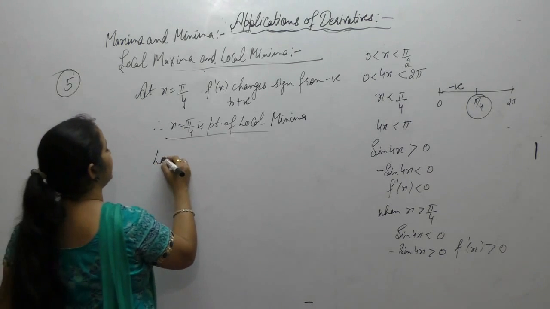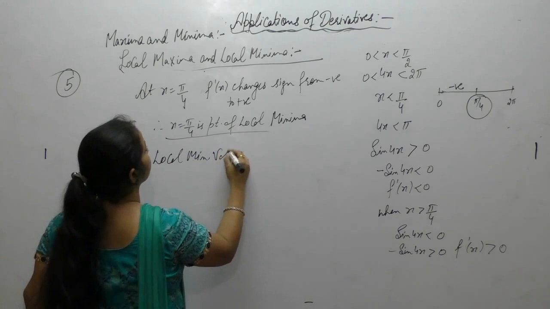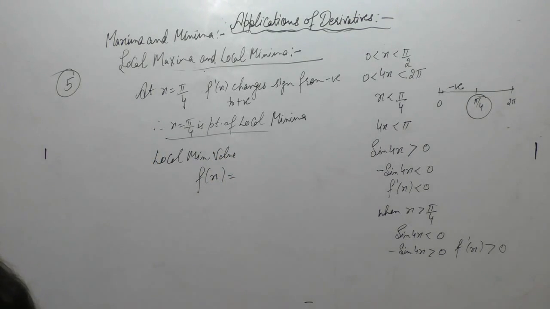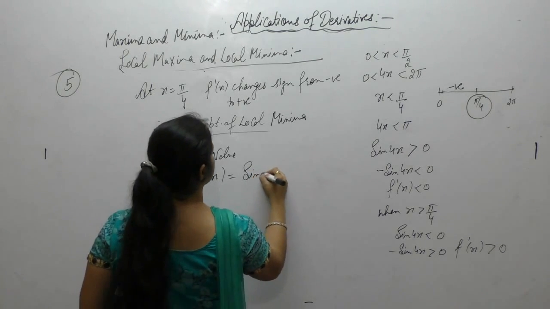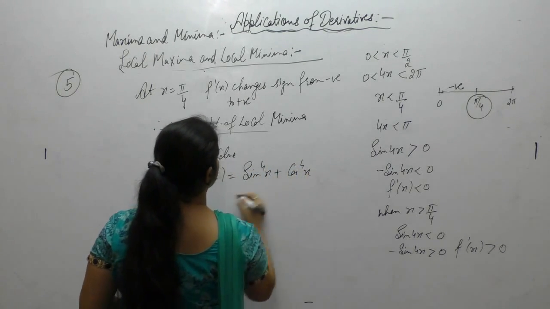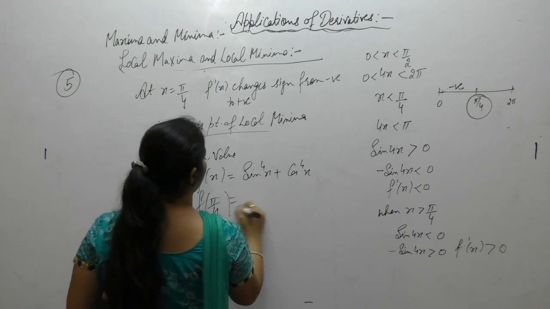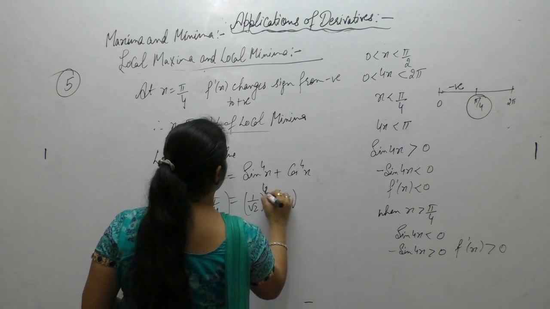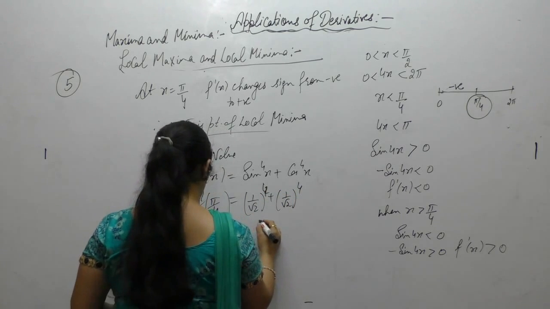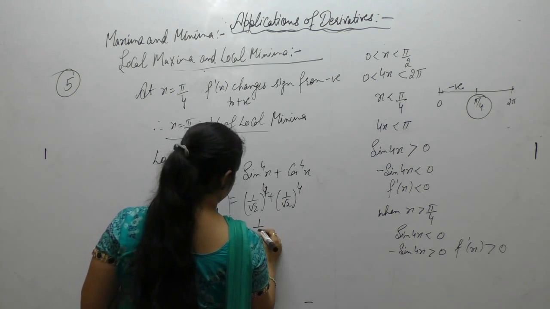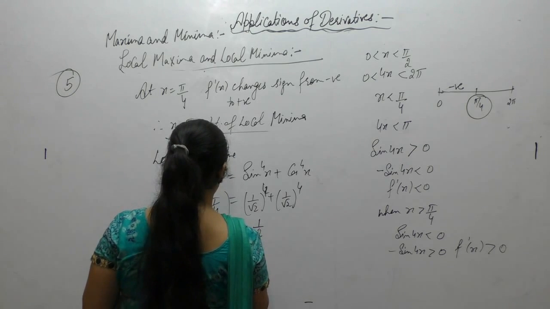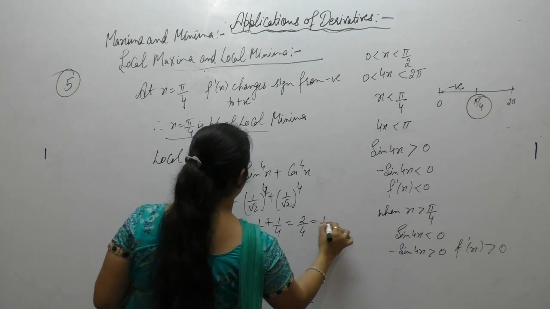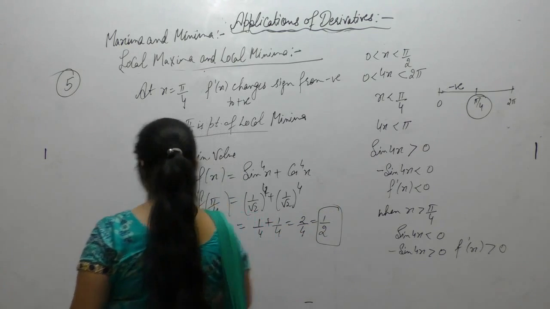therefore what will be the local minimum value? What was the function f x we had? sin⁴x plus cos⁴x. f of pi by 4: sin pi by 4 is 1 by root 2, cos pi by 4 is also 1 by root 2, power 4. So what do we get? 1 by 4 plus 1 by 4, that is 1 by 2.